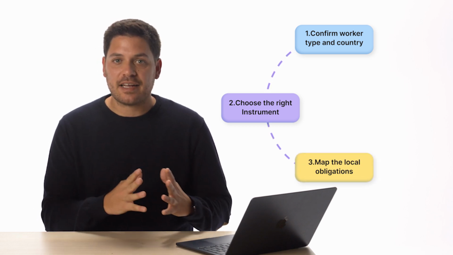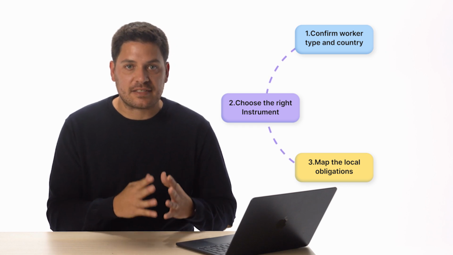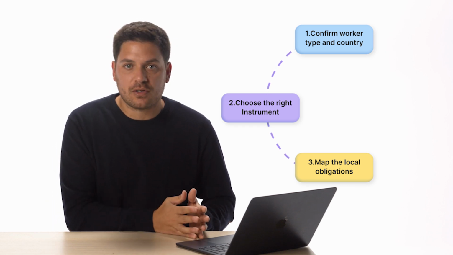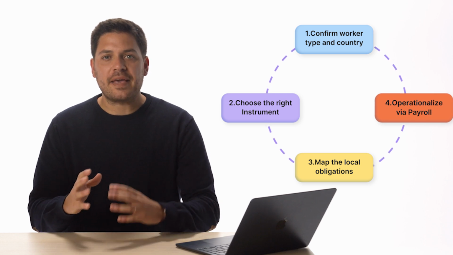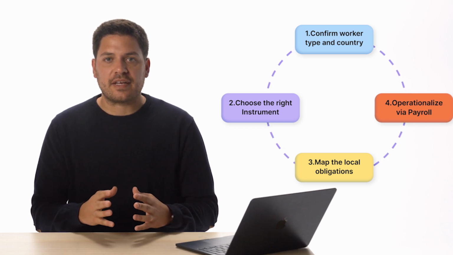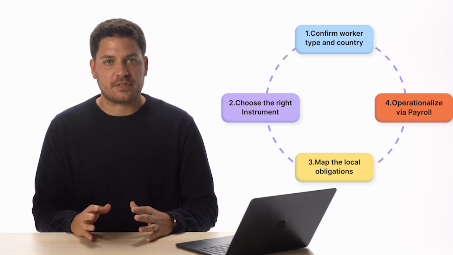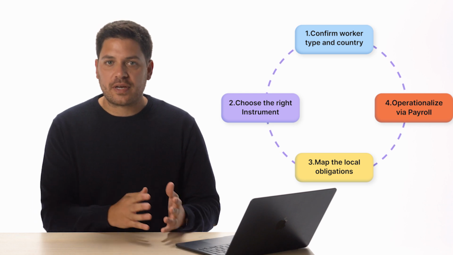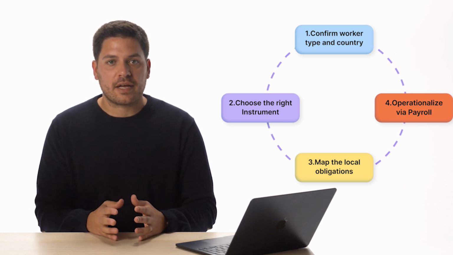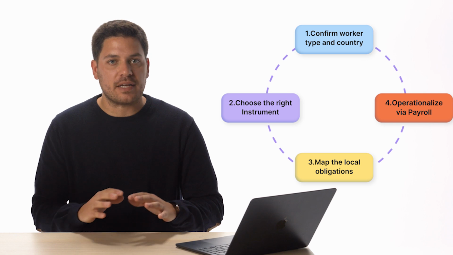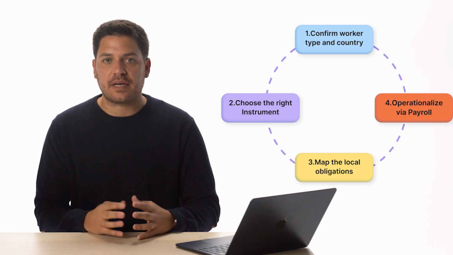Third, stay ahead of local events. Identify exactly what is taxable at vest or sale. And finally, make it operational. Ensure those events translate cleanly into your payroll system. If you can match the right instrument to the right worker and handle the withholding at the moment it happens, you avoid the biggest compliance surprises.